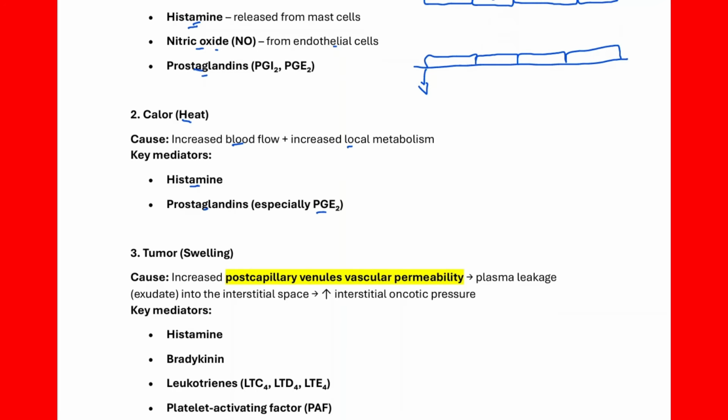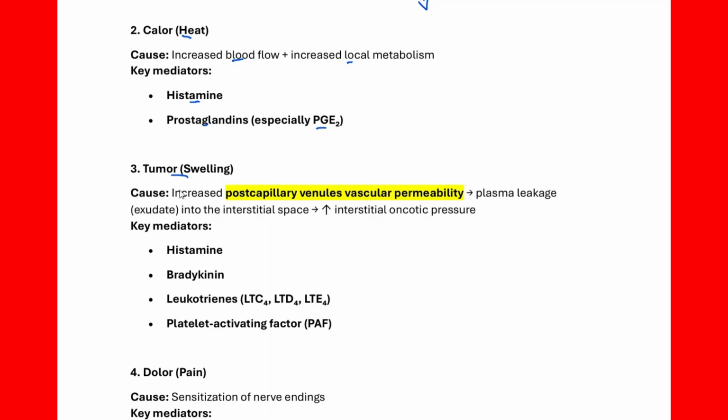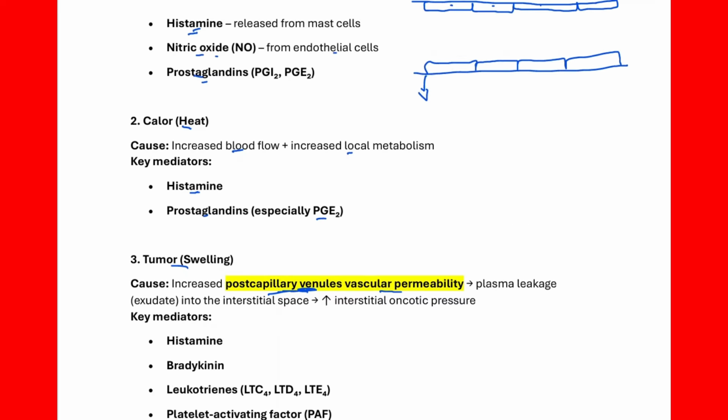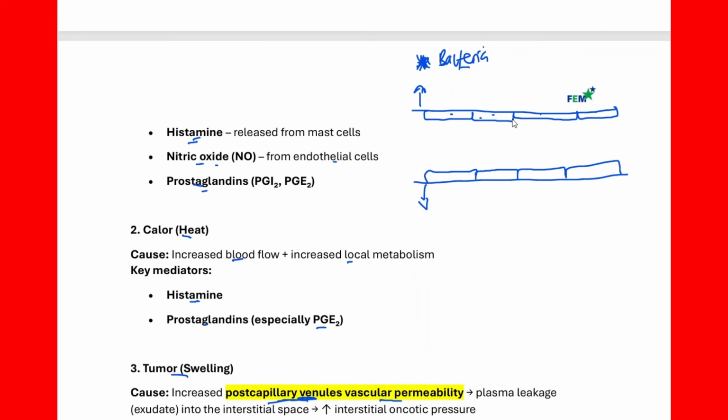The next one is swelling, which is what we call tumor. And this swelling is due to increased post-capillary venule vascular permeability, guys. You have to remember that location. Which could be due to contraction of the endothelial cells. So once you contract or damage the endothelial cells, you increase the permeability of the post-capillary venule. So what's going to happen as a result is that those leukocytes inside the blood vessel will start to move out of the blood vessel, which is what we call leukocyte extravasation.